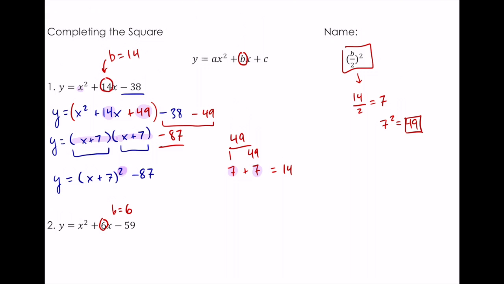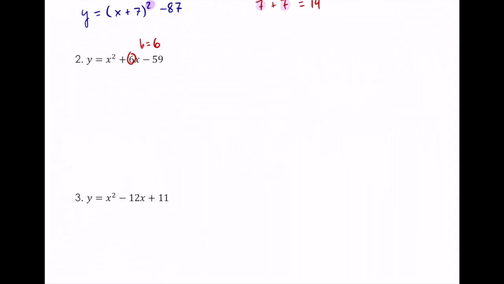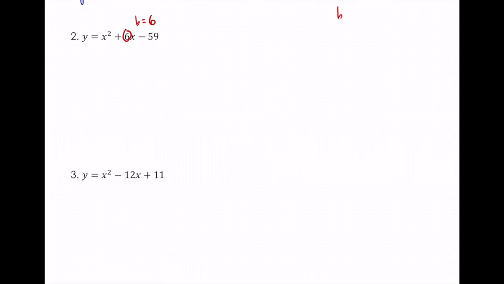So the first thing that I want to do is identify my b value. The b value is the number in front of x. So in this case, b equals 6. So I'm going to still be using this formula up at the top. I'm always going to be using that. So I want to do b over 2 squared. So 6 divided by 2 is 3, then 3 squared, 3 times 3 is 9. 9 is going to be the number that I add and subtract from my equation.